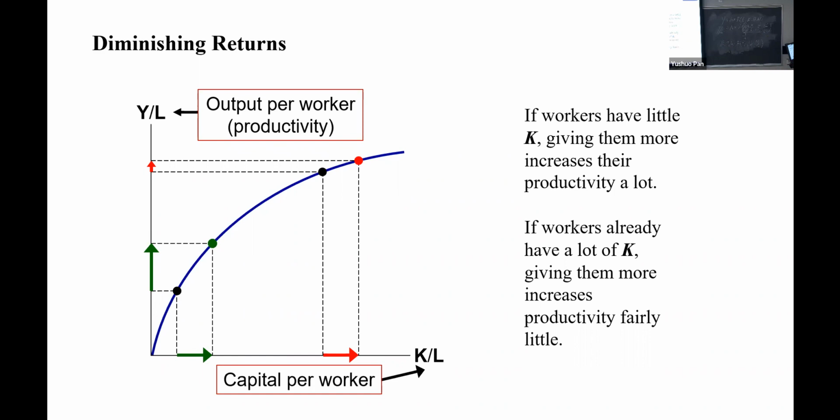And that's not only for capital per worker, but also for the human capital, for the natural resources. The more inputs, of course, I'm going to produce more output. Like increase by 10%, I'm going to increase by 10%. But the results will diminish. If workers have little K, giving them more increase their productivity a lot. So compared with higher K over L or smaller K over L. If workers already have a lot of K over here, giving them more increase here, the same amount, but the productivity only increased by a smaller amount. That's the definition of diminishing returns.